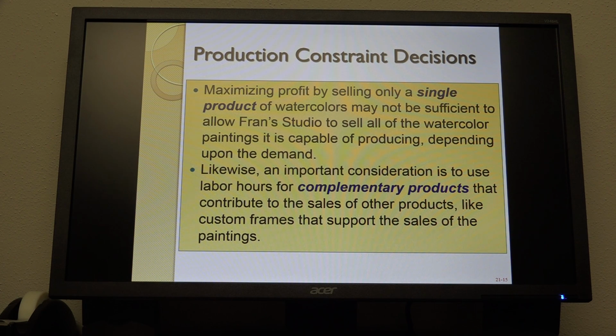And so if this company was just to make watercolors and not make any frames, they might actually lose customers. And so you have to consider these complementary products such as frames that contribute to the sales of their other products.